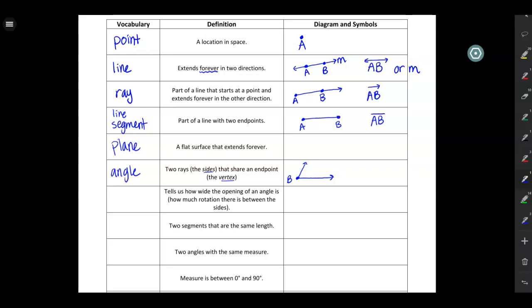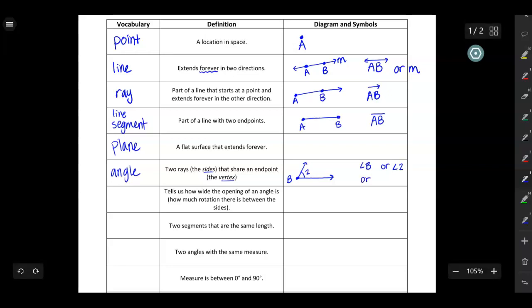Now there's lots of different ways to name this angle. One, you can just name it B. And we put this little symbol in front of it. It's like a little angle symbol. And that just represents angle B, where B is the vertex. Or sometimes we'll put a little number inside here. Like we'll say this is angle 2.